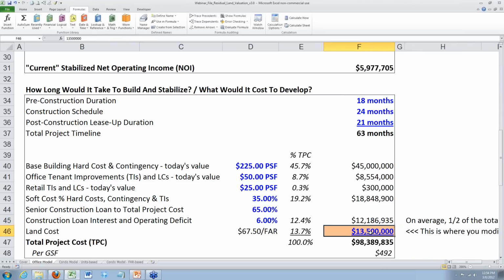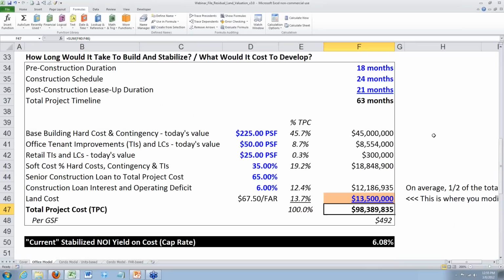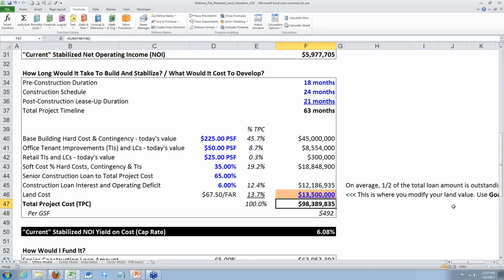And then I will, in fact, enter an input into the land cost. Let's just say this is our starting point of $13.5 million, and so at the end of the day, we have roughly $100 million total project cost. And so now, given that cost and given the assumed current stabilized NOI, again, if I could snap my fingers and the building would appear, what we're essentially saying is that this would generate a 6 cap.